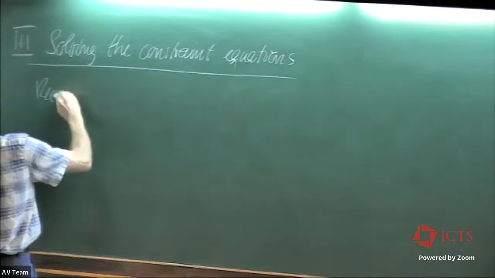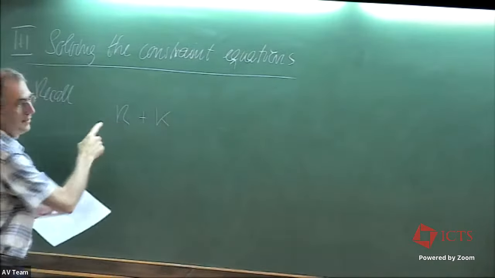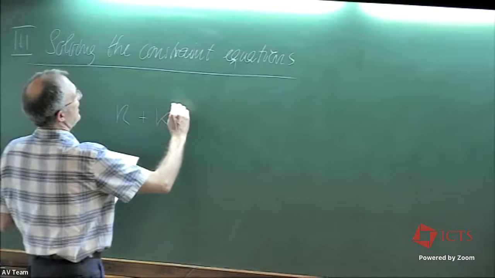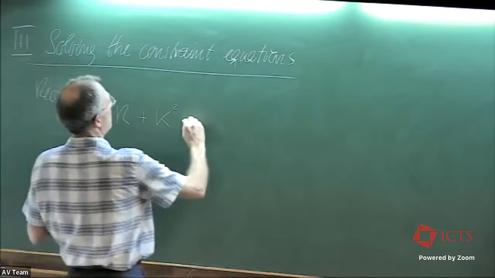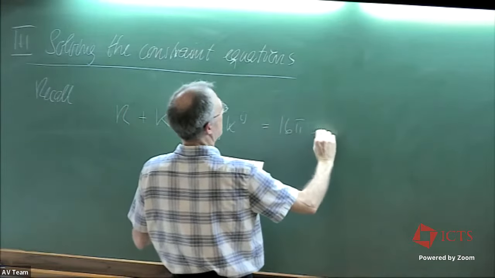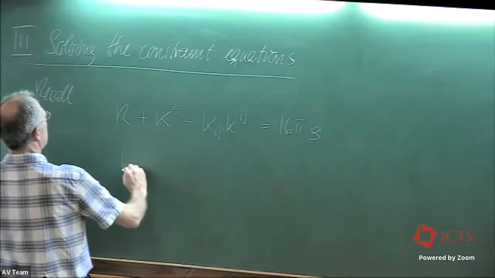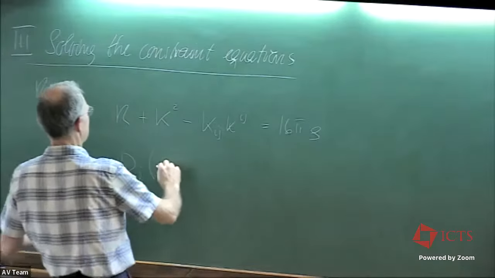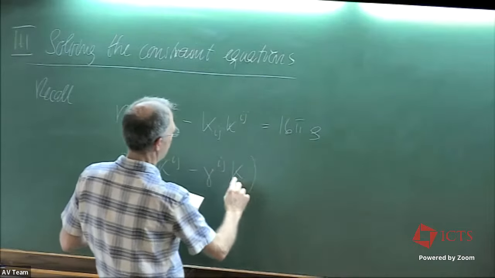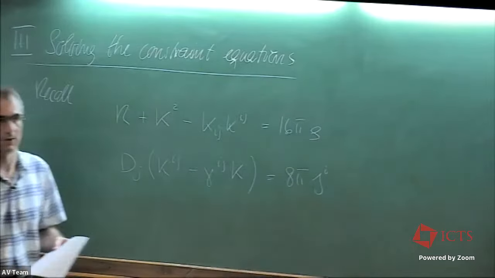Let's remember that in GR, we have two constraints. One is the Hamiltonian constraint: the three-dimensional Ricci scalar, plus the trace of the extrinsic curvature squared, minus K_ij K^ij, equals 16 pi times the energy density as measured by a normal observer. And the other constraint is the momentum constraint, which is the divergence of the extrinsic curvature minus gamma_ij times the gradient of the trace of the extrinsic curvature, equals 8 pi times the momentum density as observed by a normal observer.